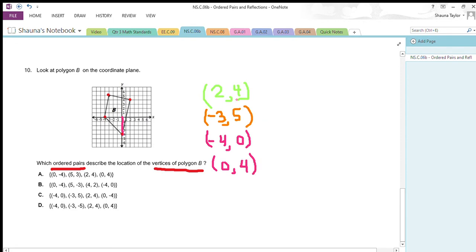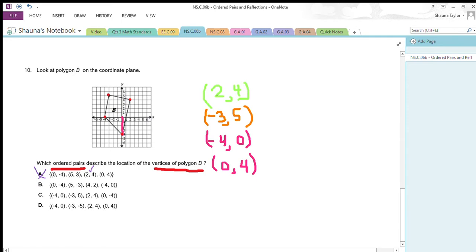So all I have to do is look at these 4 ordered pairs and match them up with these ones that are down here. Let me go with the light purple. I think this one will work. Okay, so let's look for 2 and 4. So if I go at A, there's 2 and 4. Check mark. Let's look for negative 3 and 5. Negative 3. Nope, I don't see it. So A is gone.